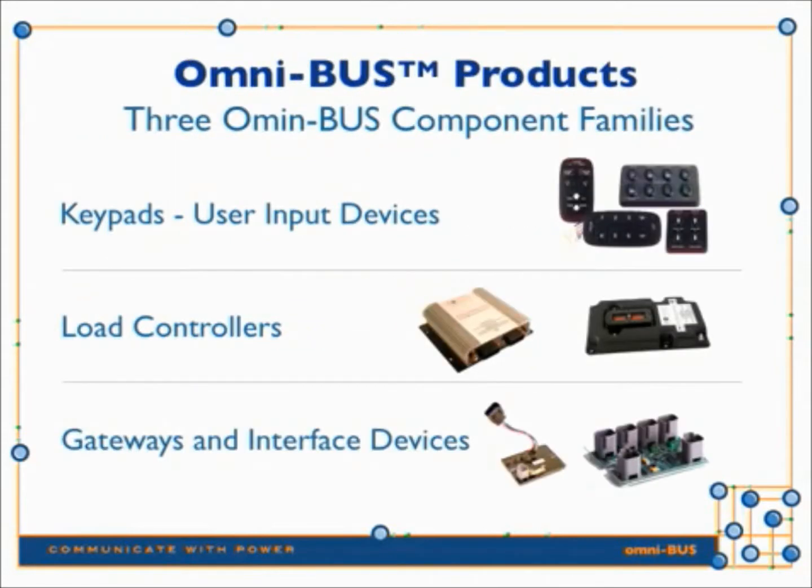There are three main component families that comprise the Omni-BUS system. The OmniBUS brand has several families of keypads, from Relegendable to fully custom keypads. There are two families of solid-state load controllers with up to 21 outputs that can drive over 20 amps per circuit, as well as a series of electromechanical products. Gateways and interface devices, which allow discrete switches or other protocols to communicate on the network, round out the portfolio of products.